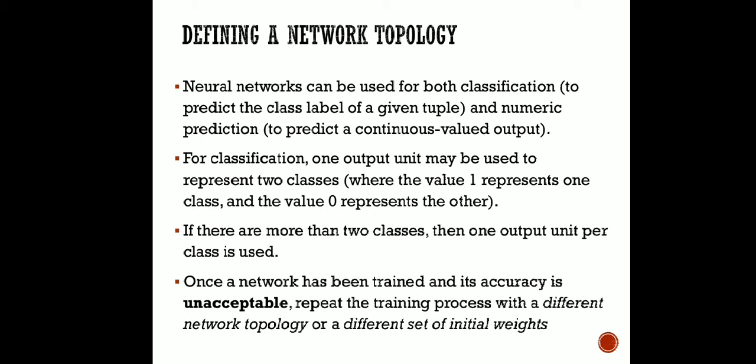Once a network has been trained and its accuracy is unacceptable, then we are going to repeat the process. That is the learning procedure we are going to learn here. Whenever we have built a network, we are going to tally the output generated by my network with the original output. If it varies, we are going to make some changes to the network.